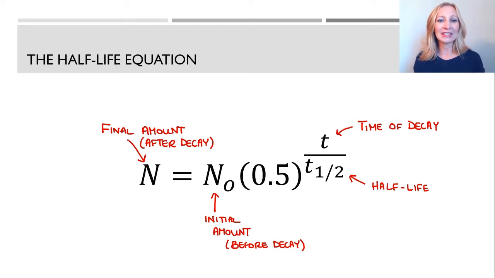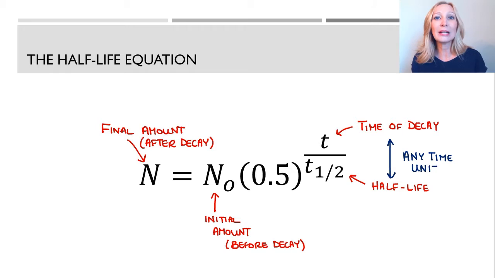Now you might look at this and think, what kind of units do I need to be using if I'm going to be using this formula? Well, the truth is it doesn't really matter as long as you follow a couple rules. First of all, the time of decay and the half-life have to be some sort of unit of time. And it doesn't matter what unit of time. It could be seconds or minutes, hours, weeks, years, even billions of years. So any unit of time will work.